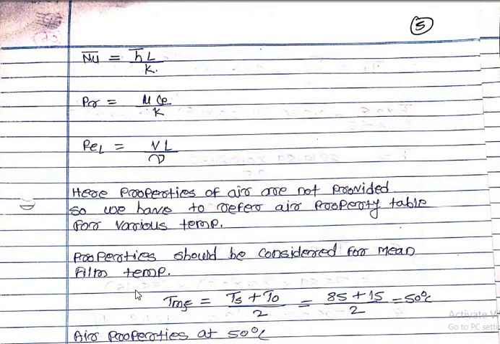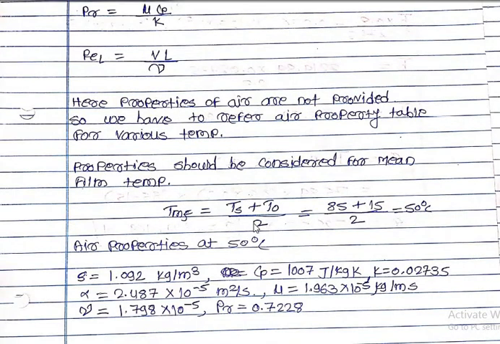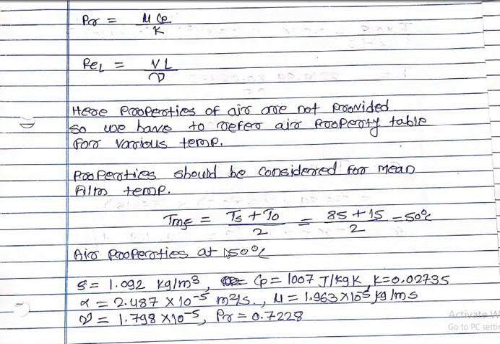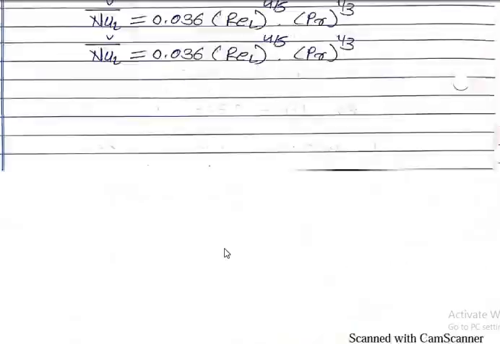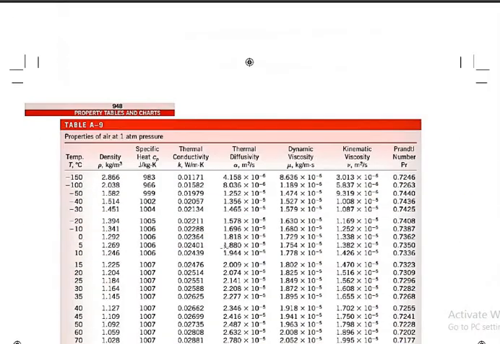So what is meant by mean film temperature? It is the average temperature of the surface and the fluid. So Ts is the surface temperature and T0 is the fluid temperature. The surface temperature is given as 85 and the fluid temperature is 15. So 85 plus 15 divided by 2 will give 50 degrees Celsius. Now we have to consider the air properties at 50 degrees Celsius.